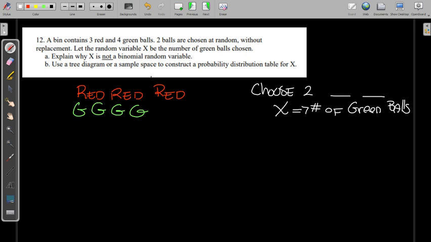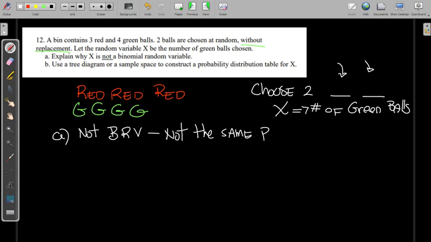The first question is, explain why X is not a binomial random variable. Well, each time you choose a ball, the probability will change because you're doing it without replacement. So the probabilities are not going to be the same. That's one reason: not the same probabilities every time you do the event.